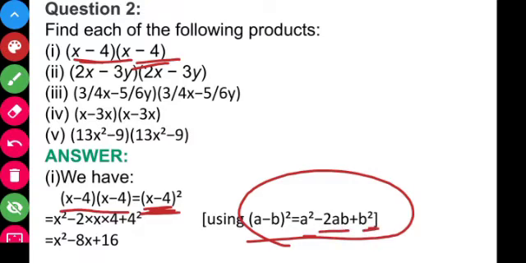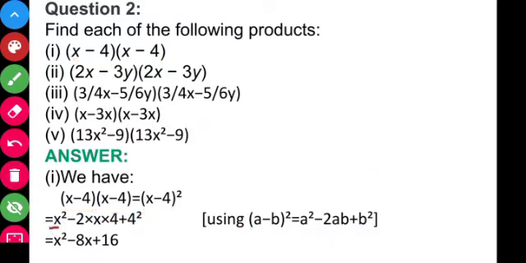So you will get x square minus 2ab. So 2 into a, x, and b, 4. So a square minus 2ab plus b square. So that means x square, 2 fours are 8x, and now 4 fours are 16. So this will be x square minus 8x plus 16. Understand? Try to understand again.